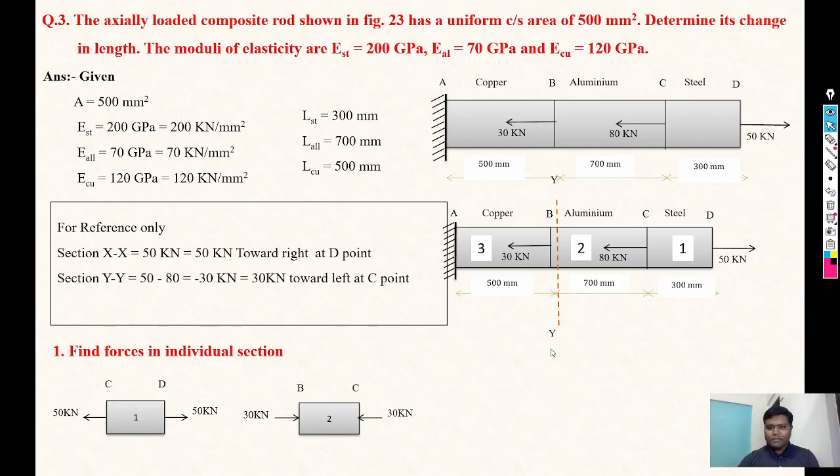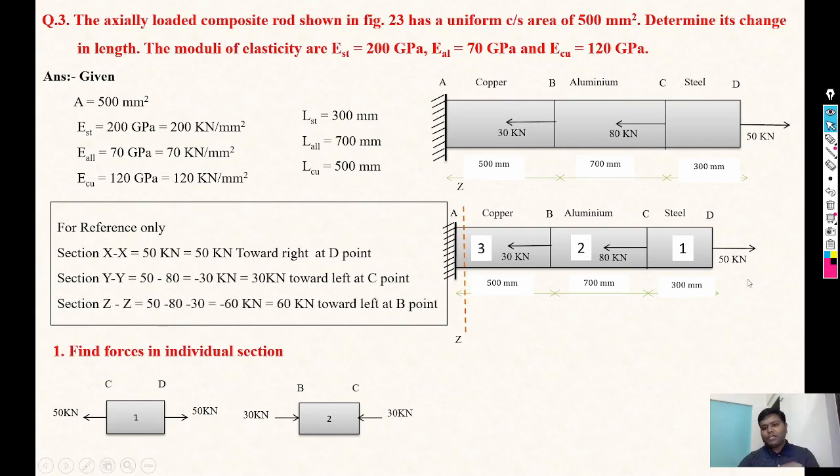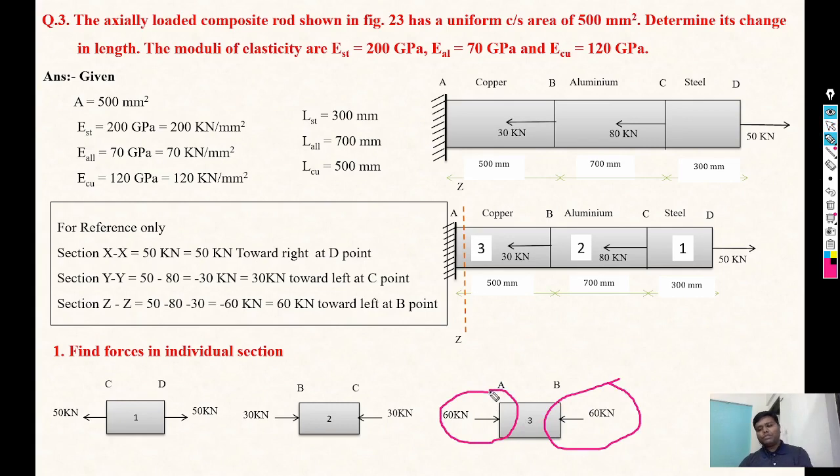Now the last section is AB. For AB just consider the ZZ section and then focus on the right part. On the right part three forces are there: 30 kilonewton, 80 kilonewton and 50 kilonewton, where the 50 kilonewton is towards right, considered positive, and 80 and 30 kilonewton towards left are considered negative. So minus 80 minus 30, it's minus 60. The total answer is minus 60 kilonewton. Minus 60 means we consider the force towards left at the B point. So for the AB section we consider left at the B point. Left at the B point means the force is towards the body, so at the A point also we consider that the force is towards the body.